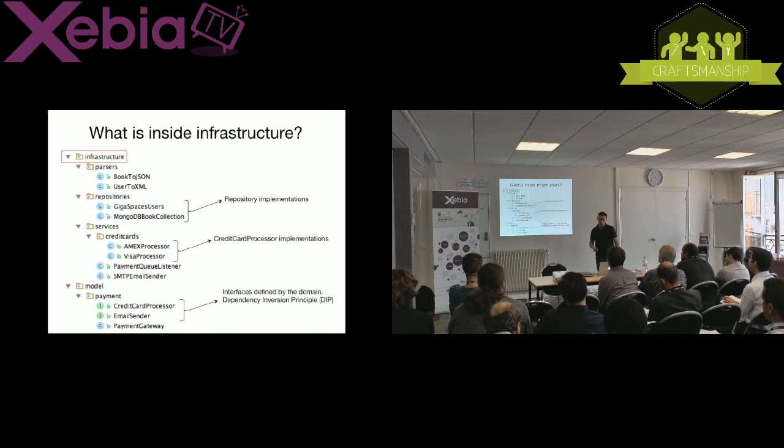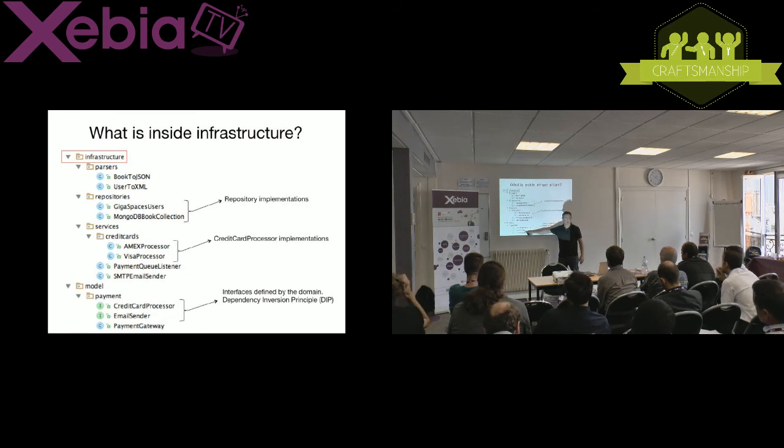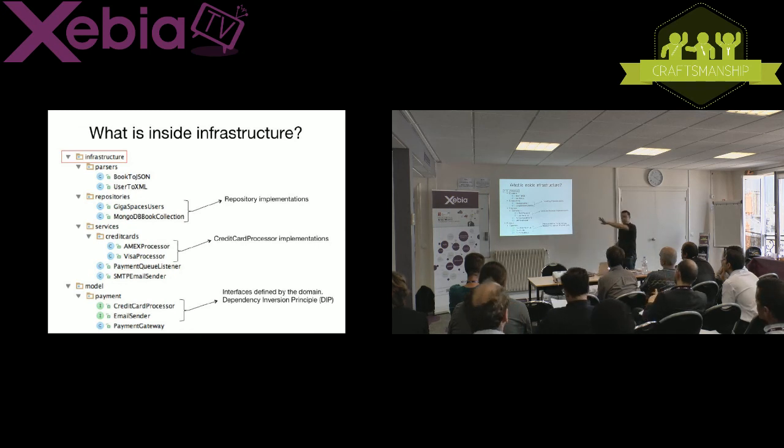On the infrastructure side, I can have the implementation of things. In the repositories, I put them all together, because at this point it doesn't matter. It makes more sense, I'm plugging the repositories into my system. So all my Gigaspace users, my MongoDB book collection, all my credit card processors. But in my model, for example, credit card processor is an interface, email sender is an interface, and the implementations are here. Even things like book to JSON, user to XML, all of that is infrastructure and lives outside.